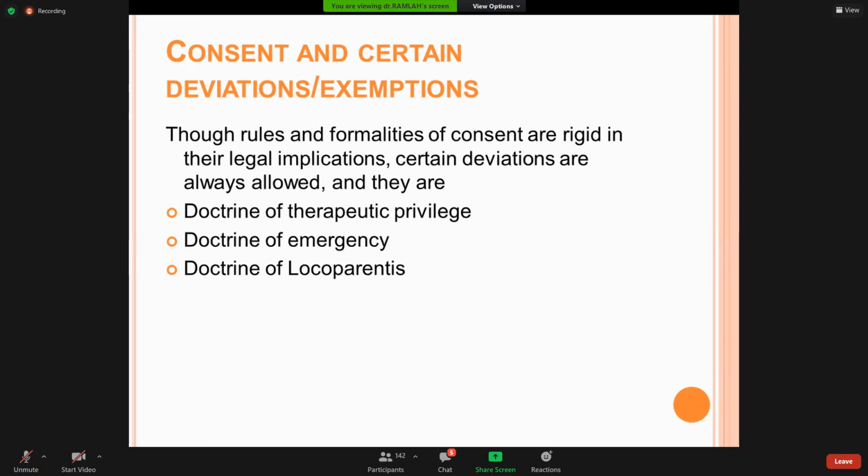They said sometimes the condition is such that you have to hold back a little, if you see the patient's panic levels. The law has given you a little privilege. Then there is the doctrine of emergency, again an implied consent situation. In an emergency, the law has given you that privilege.